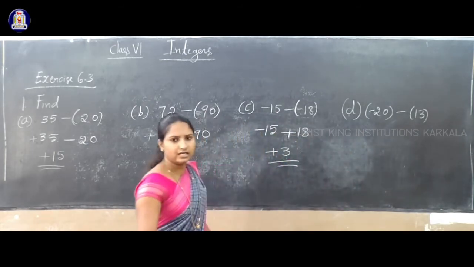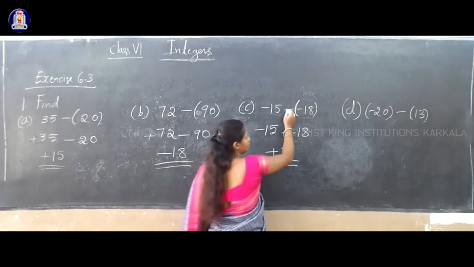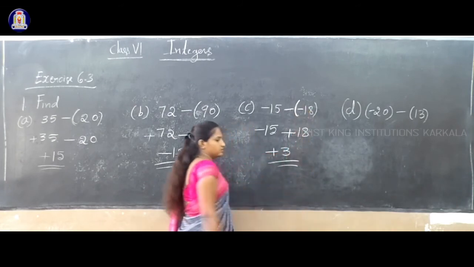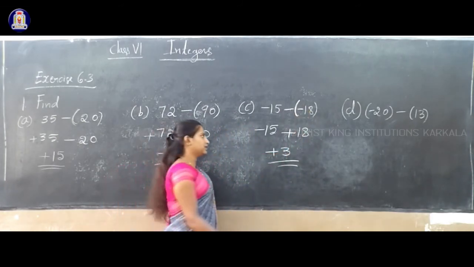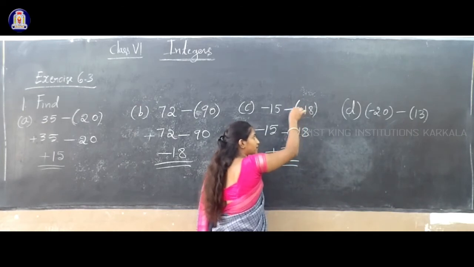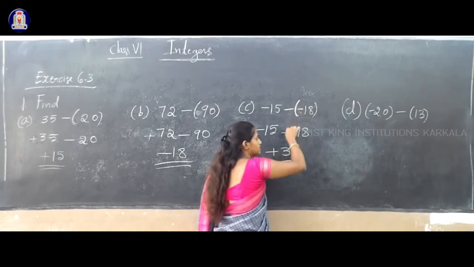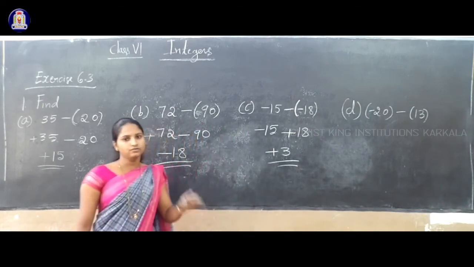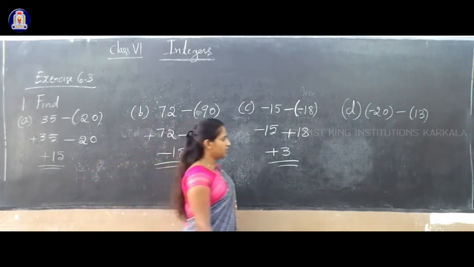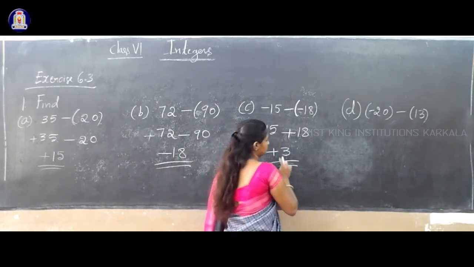See, in the given question, here is a minus sign, and inside the bracket here also minus. So how to remove the bracket? Multiplication. Just multiply the sign. Minus into minus, plus. Understood? First you have to learn the rule. The rule is very important in integers. So now the answer we got is plus 3.